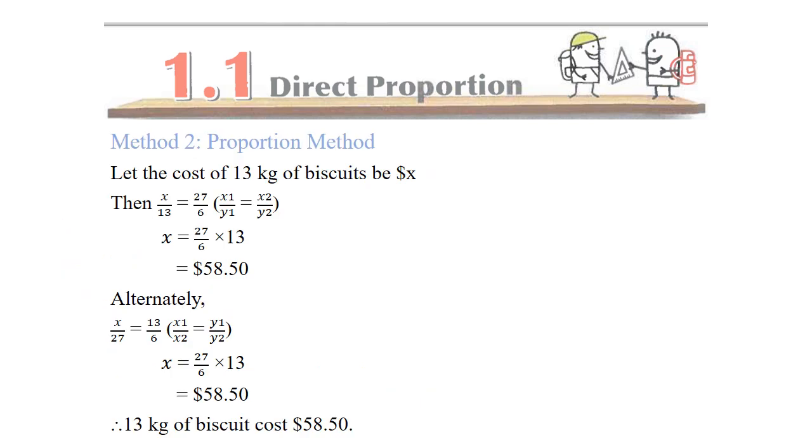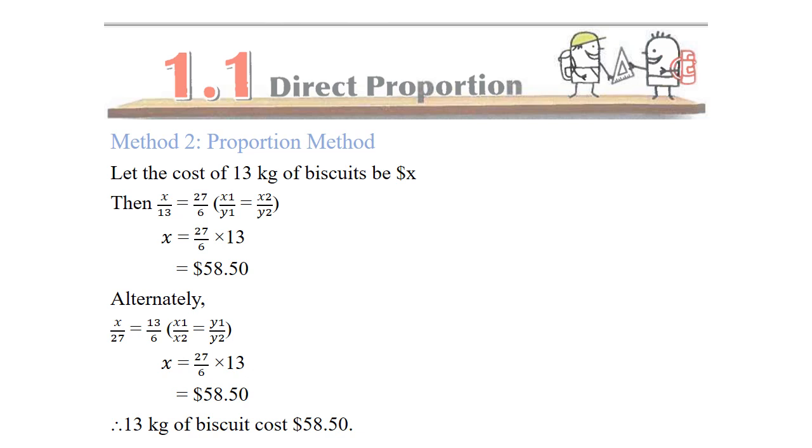This problem can also be solved by the second method, which is the proportion method that we developed by analyzing the table in our analysis. You see that we have the analysis that gave us that we can use the two variables in their ratio and we can equate them. Like you see, x1 over y1 is equal to x2 over y2.